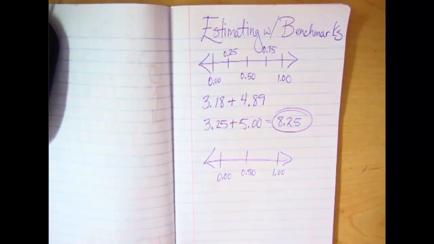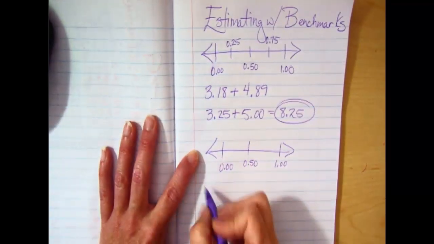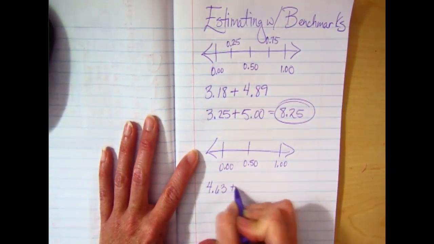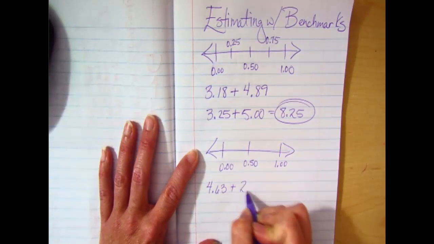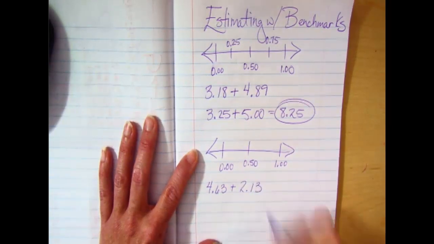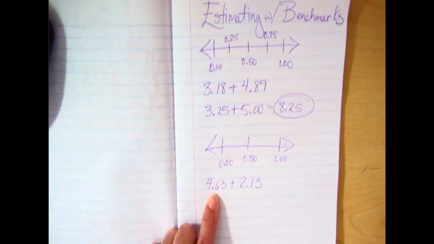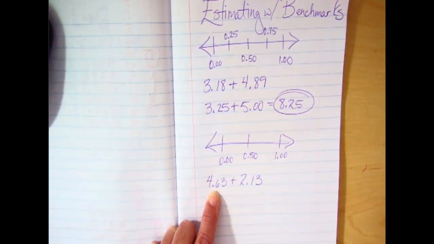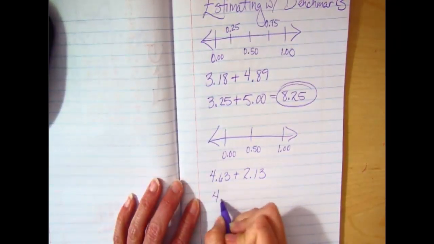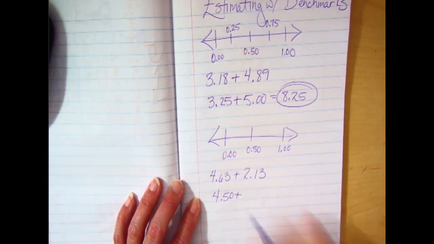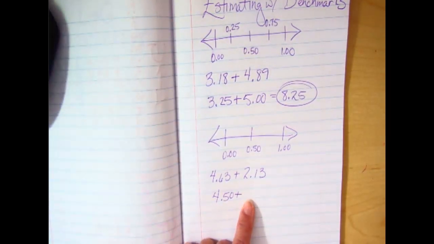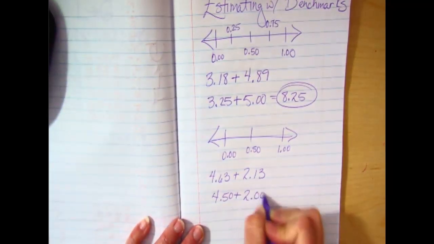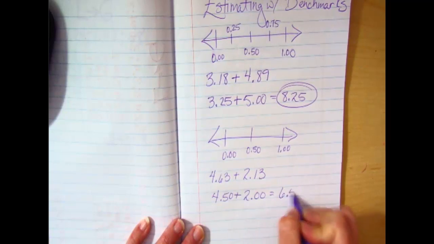If I'm using these benchmarks, $4 and 63 hundredths, what would that round to? To the 50, right? So I could say 4.50. And then 2.13, what would I do on that one? $2, sure.